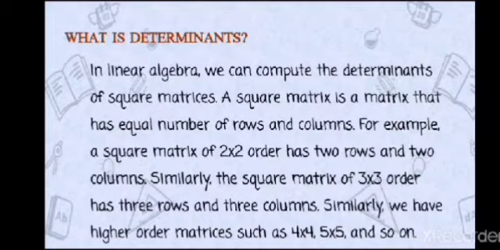A square matrix is a matrix that has an equal number of rows and columns. For example, a square matrix of 2 by 2 order has 2 rows and 2 columns. Similarly, a square matrix of 3 by 3 order has 3 rows and 3 columns. Similarly, we have higher order matrices such as 4 by 4, 5 by 5, and so on.